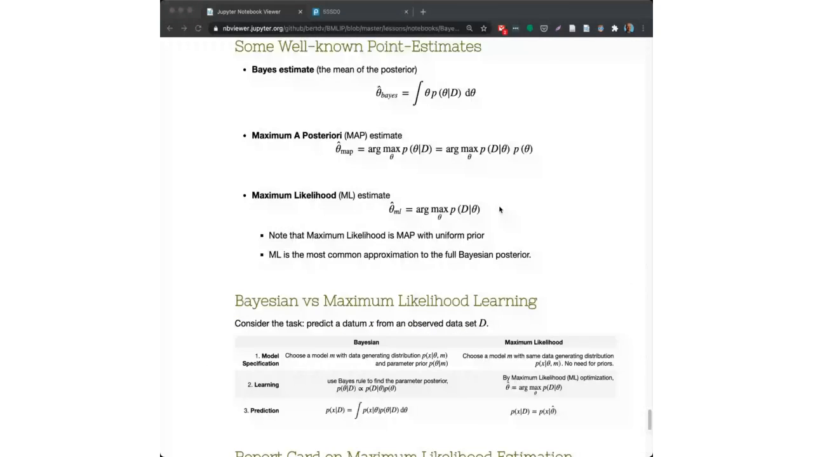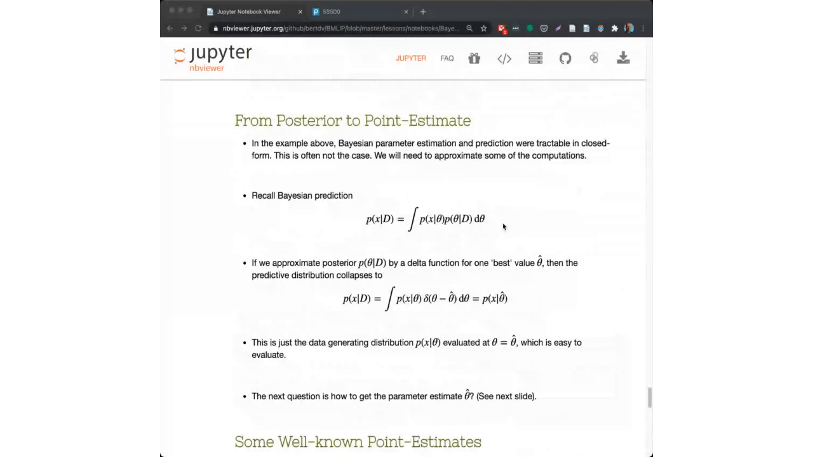So basically, Bayesian machine learning computes this, right? The posterior for the parameters.